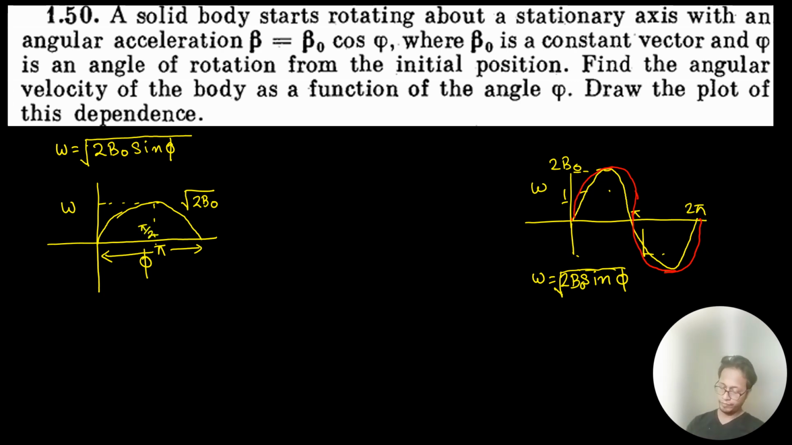Okay, now what happens for this negative part? See, the negative part simply does not exist because under root of any negative is an imaginary number. So we cannot plot the imaginary number, no? So that's why after pi, the graph ceases to exist.